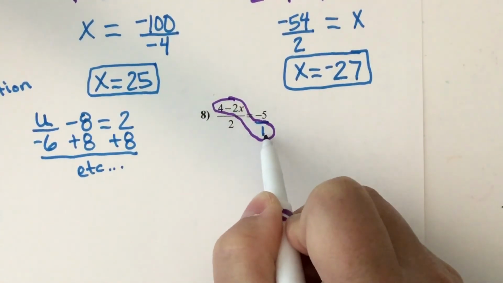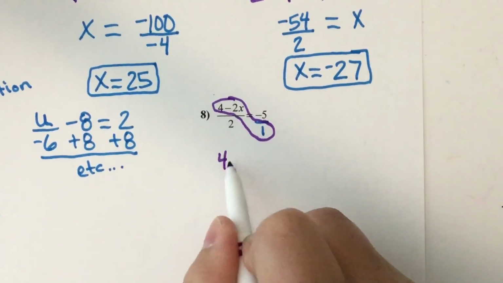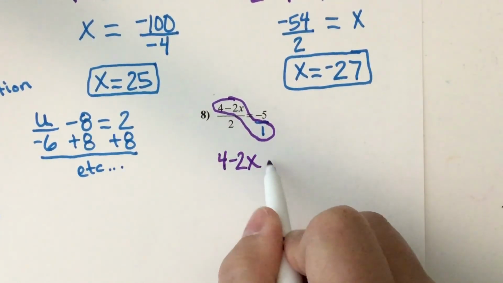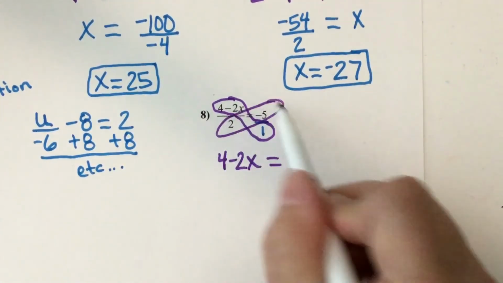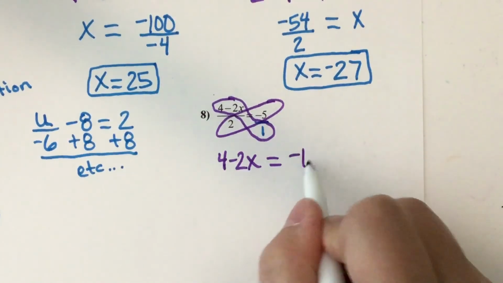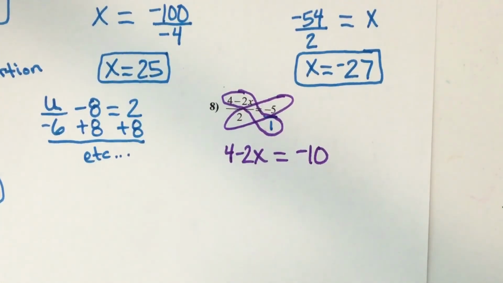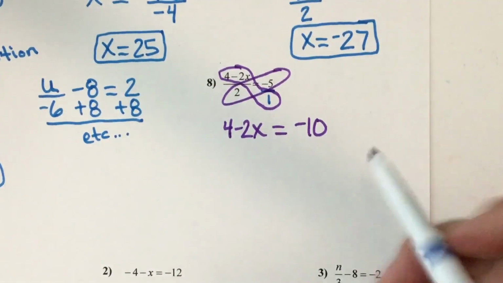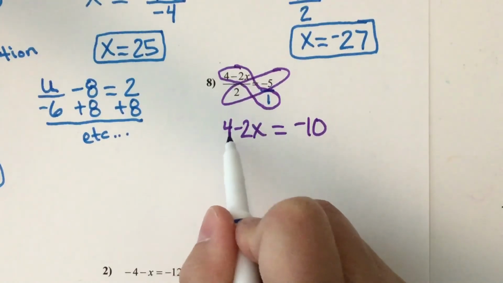I'm going to take 1 times 4 minus 2x. So that's just 4 minus 2x. Put the equal sign, and then multiply the other diagonal. 2 times -5, which is -10. So remember, your goal is to get the variable by itself. So whatever's smushed with it, I'm going to save that for last. I'm going to move the 4 first.